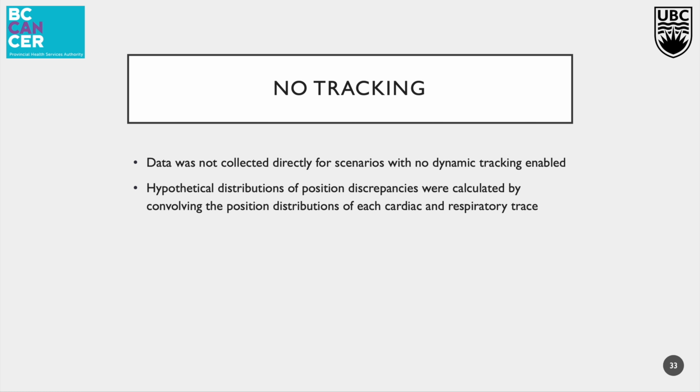But once all of that was done and we had our data, there was also the issue of the no tracking scenario. So data wasn't actually collected using the Vero-Linac for scenarios with no dynamic tracking enabled, which is an important category to have so we can actually compare how well our correlation models did. But instead, distributions of position discrepancies for hypothetical treatments delivered with no tracking enabled were calculated by convolving the position distributions of each individual cardiac and respiratory trace, and these are labeled no tracking, or NT.